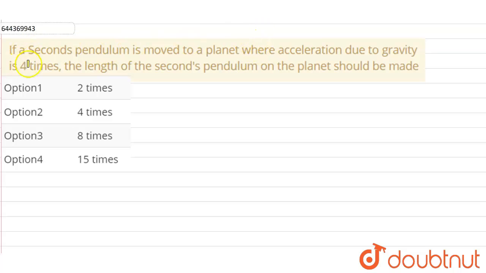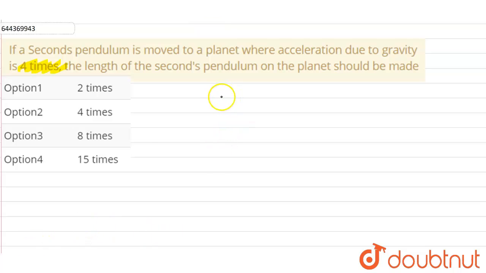Hello everyone, so our question is, if a second's pendulum is moved to a planet where acceleration due to gravity is 4 times, the length of the second's pendulum on the planet should be made. Okay, so we have been given that the second's pendulum is moved to a planet where acceleration due to gravity is 4 times the acceleration due to gravity on the Earth. Now, what will be the length of the second's pendulum on the planet should be made.